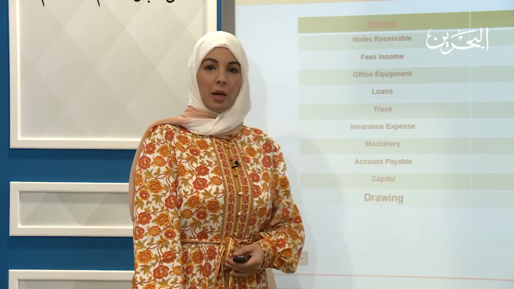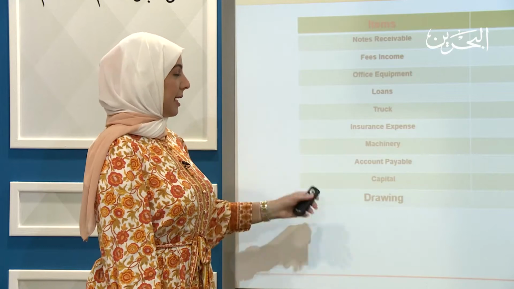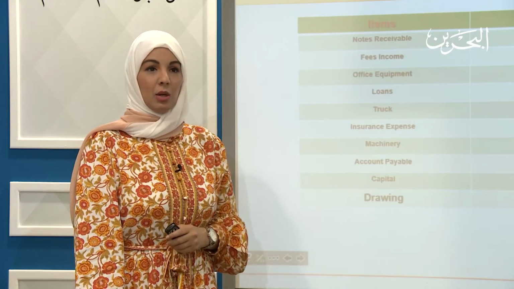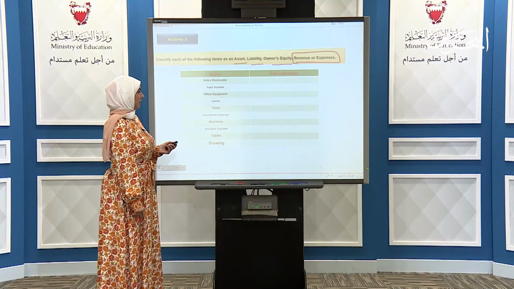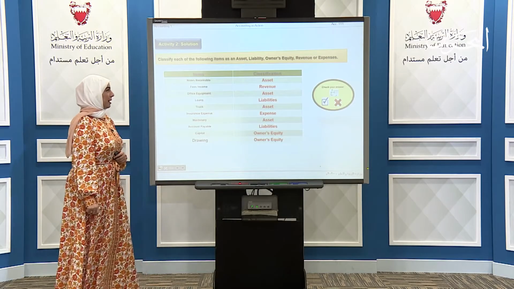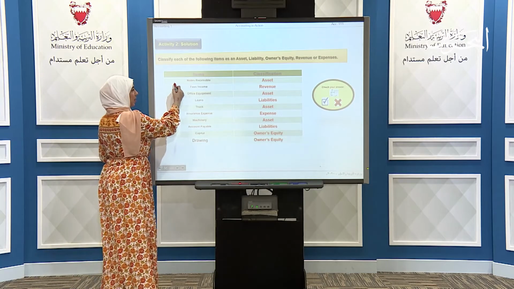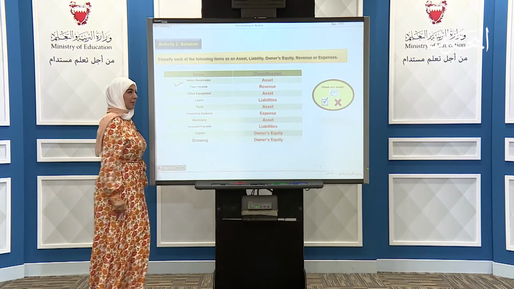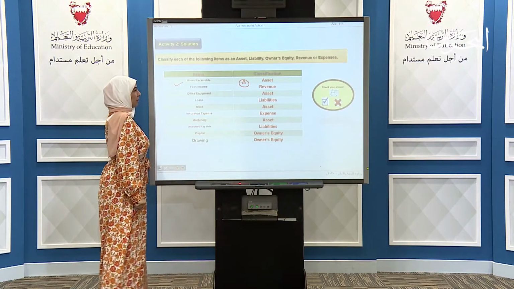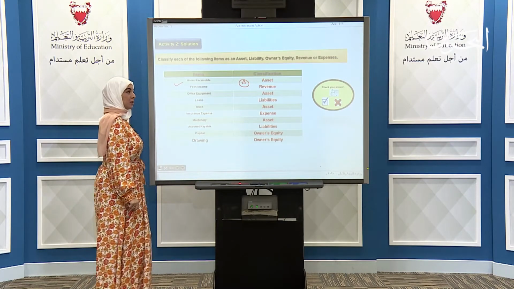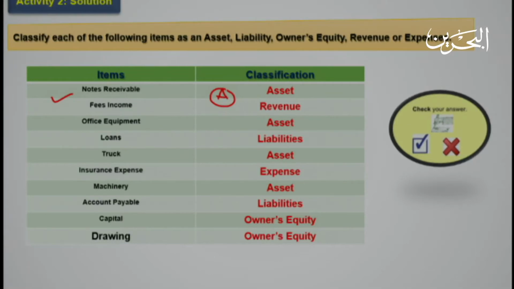After taking a look, my dear student, at the different activity we have, let us start with the classification. Starting with the first account, I have the note receivable. The note receivable will be an asset. Moving to the fees income, it will be the revenue. And I know revenue is a type of owner's equity.